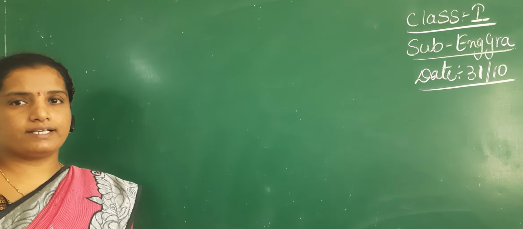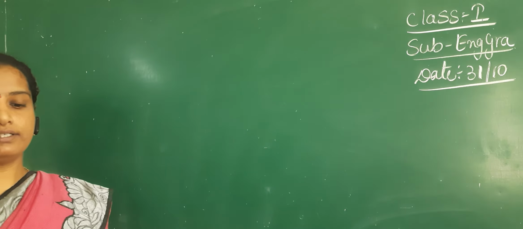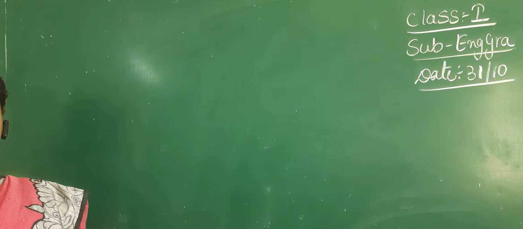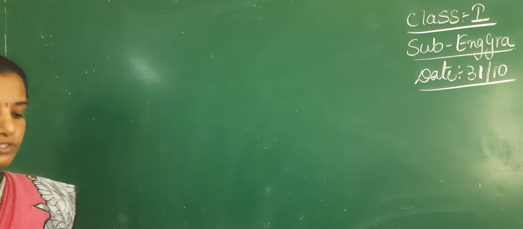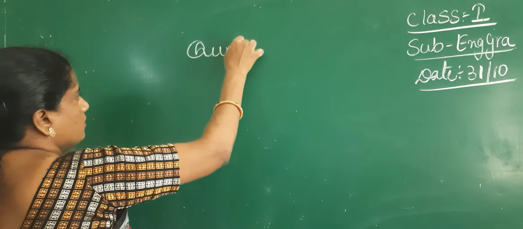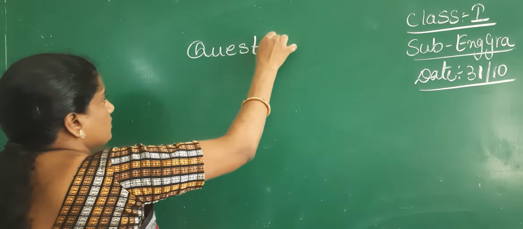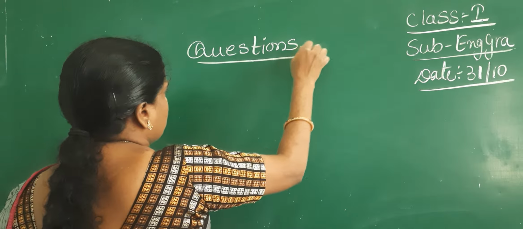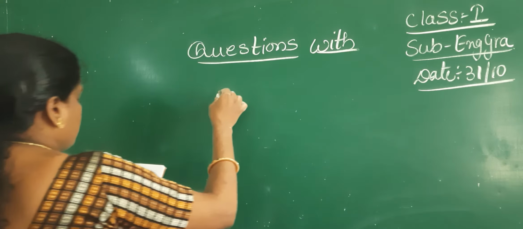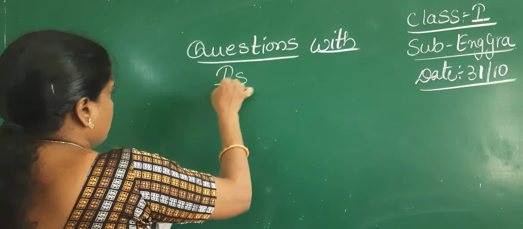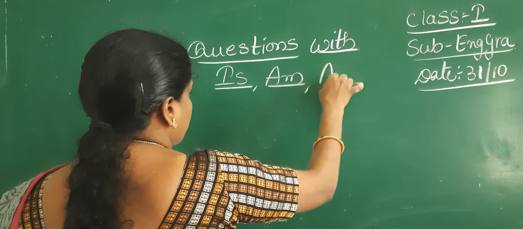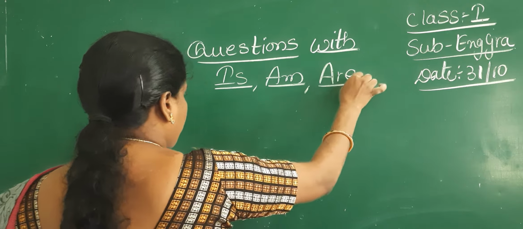See children, in our last session, we have discussed the negatives with is, am, or are. How to write the negatives. Today we have to discuss, children, questions with is, am, are. Questions with is, am, are.